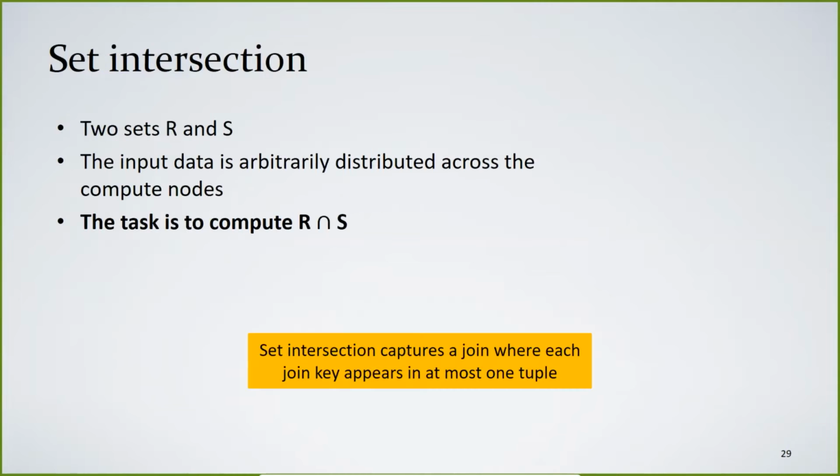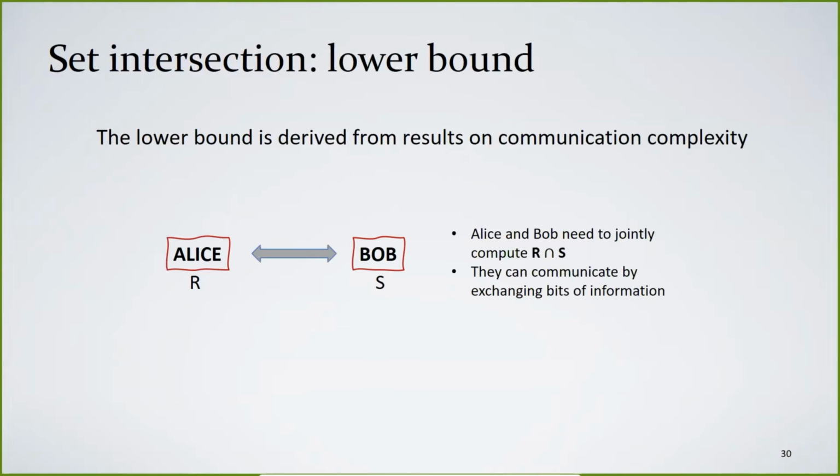Now, let me sketch how the algorithms will go. I'm not sure if I will go into the details. It's more of a theoretical argument here, but starting from set intersection, the main idea, again, is to compute the intersection of two sets. What is the lower bound here?